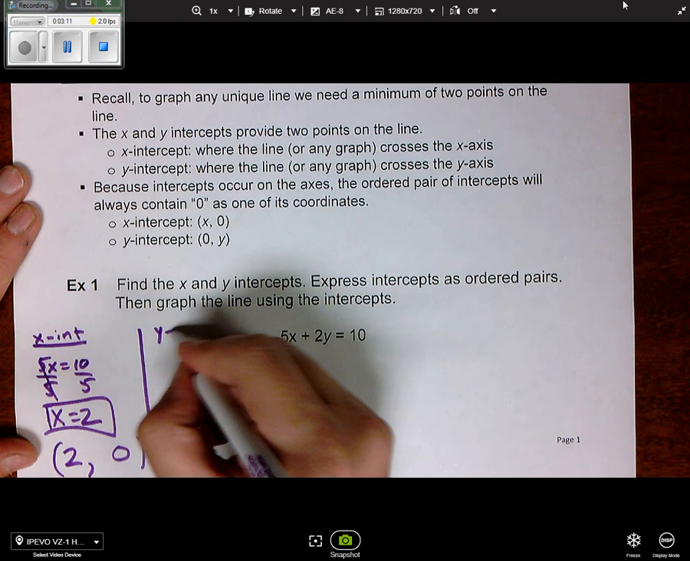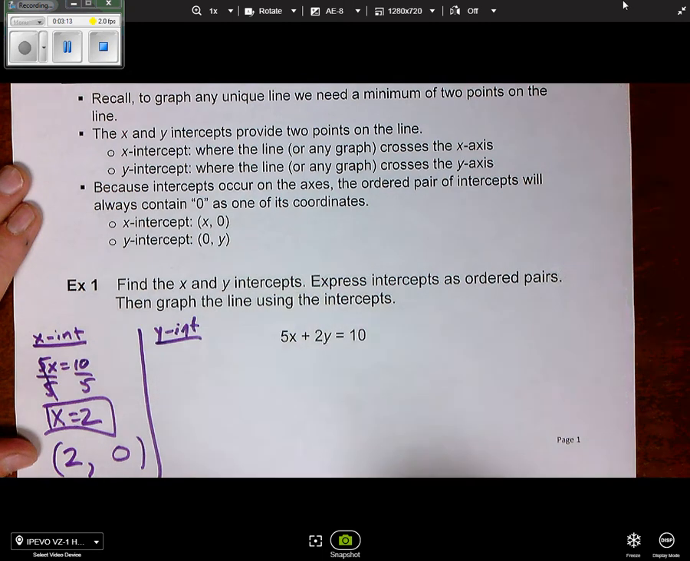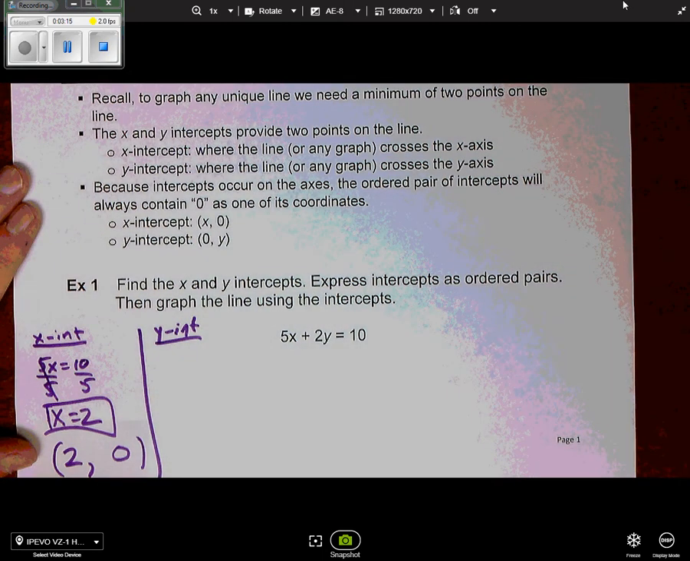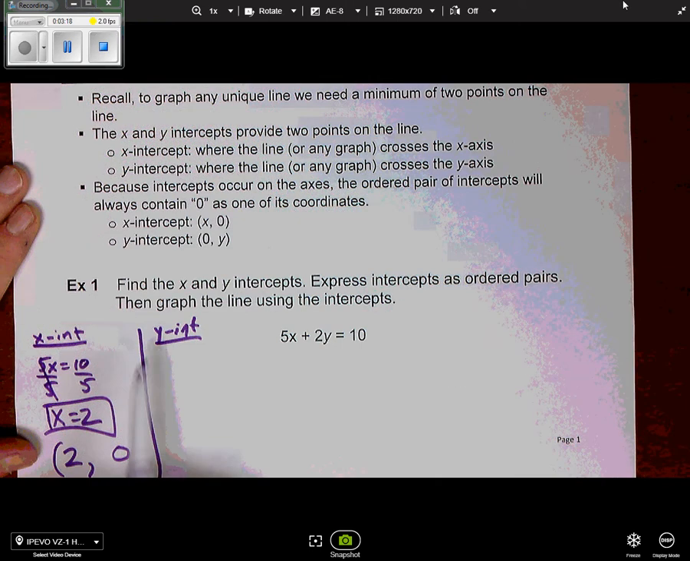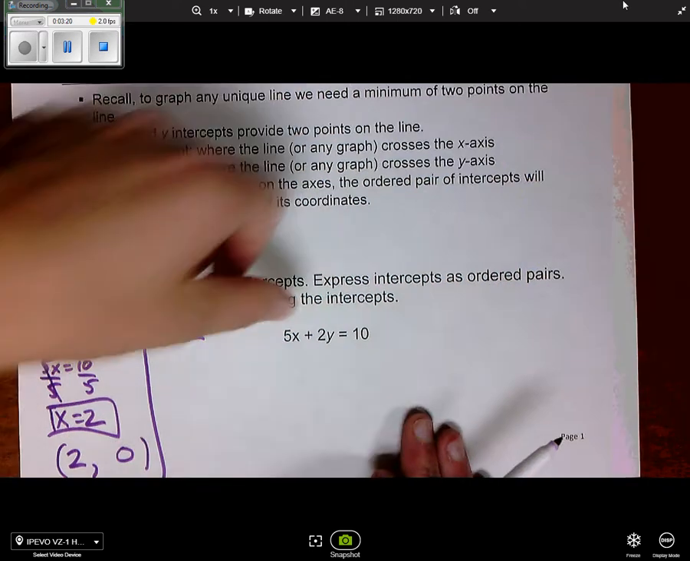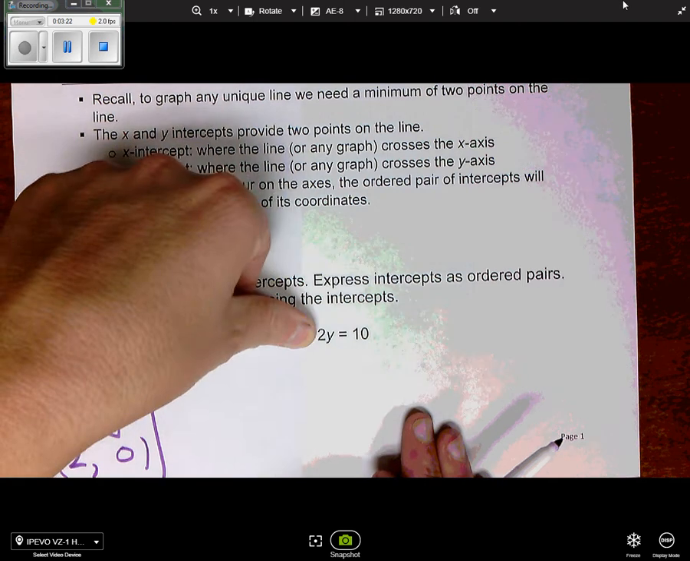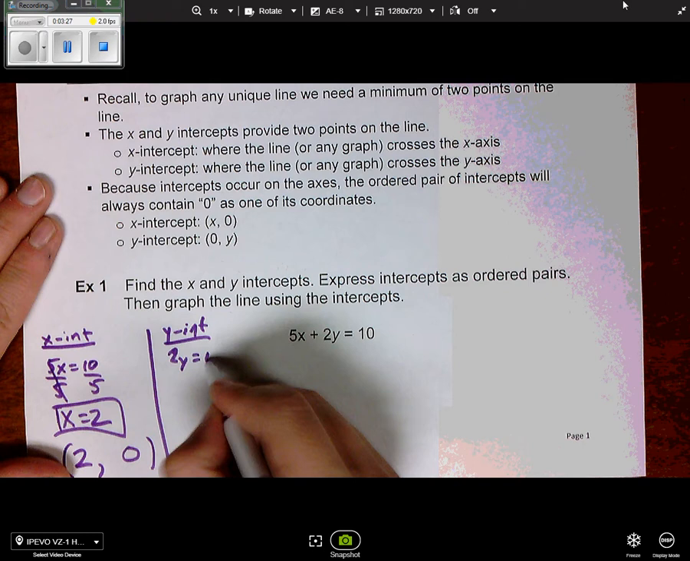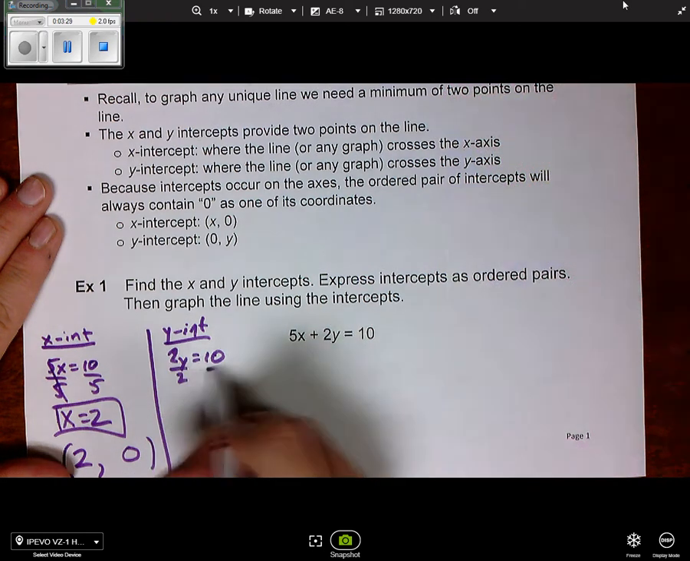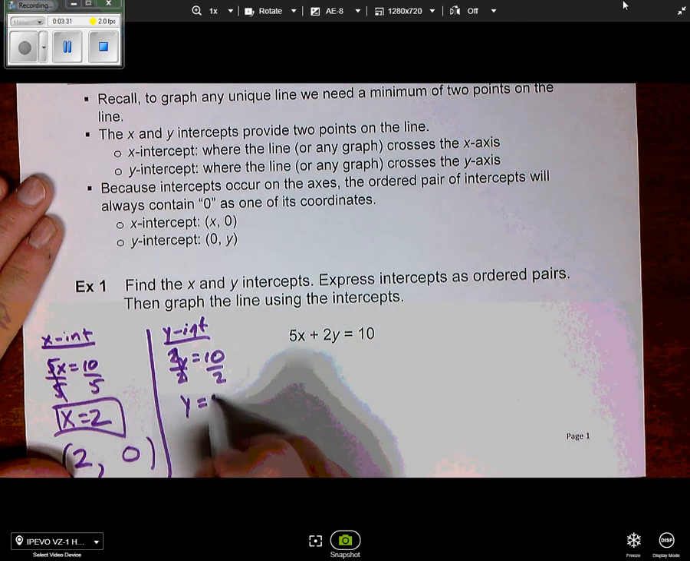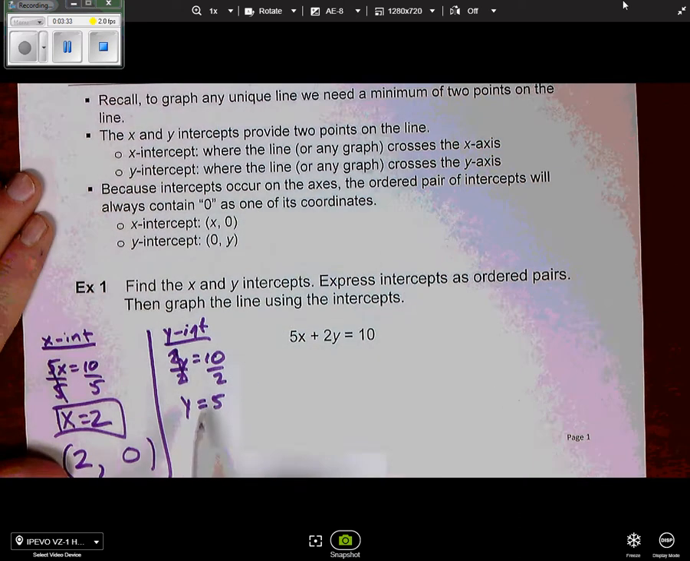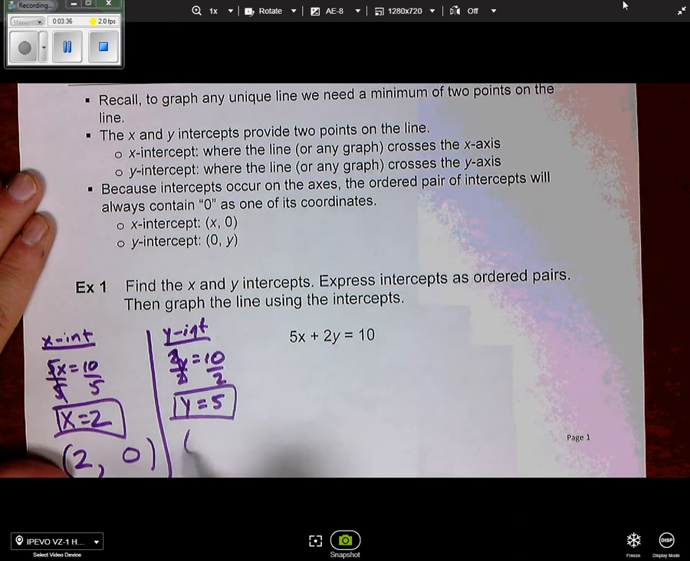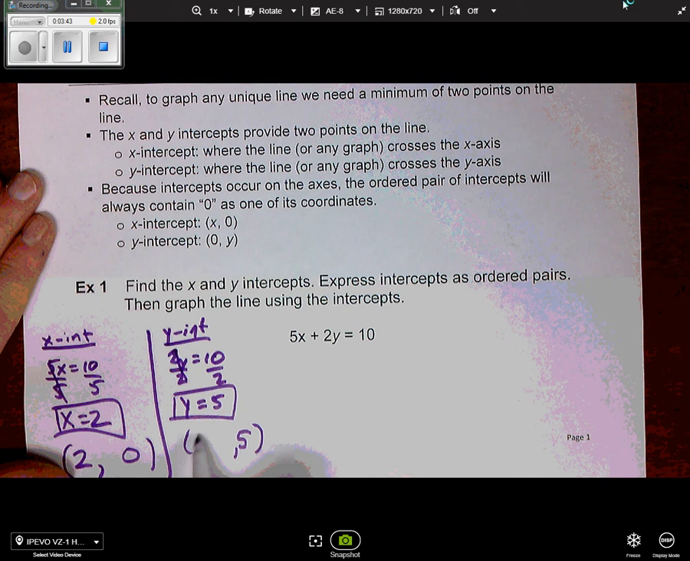To find the y-intercept, you guessed it, we're going to do the same thing, except this time we're going to cover up x. We want to find y. We don't care about x. We ignore this x business. And the equation that results, this 2y equals 10, is what we need to solve to get our y-intercept. So the y-intercept is going to occur at 5, and specifically as an ordered pair, if you're talking about the y-intercept, x will always be what? X will always be 0.